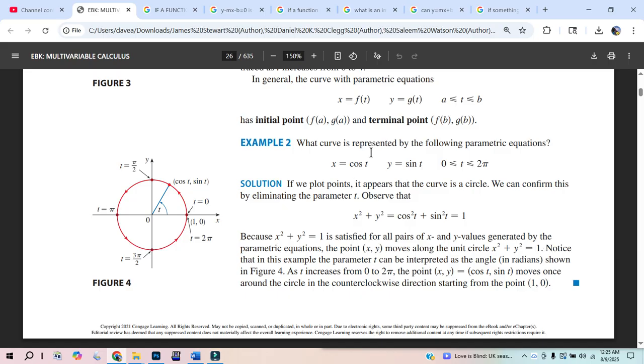I don't know how exactly they eliminated the parameter, though. How do you solve for this and then throw it into the other value? That's interesting to me. I don't see it 100%. Oh, they're going to do it from this perspective, that if this identity exists from trigonometry, then x squared plus y squared is cosine t squared plus sine t squared is equal to 1.